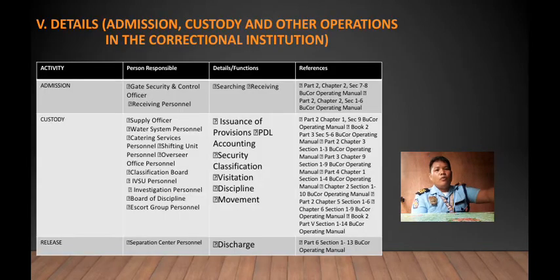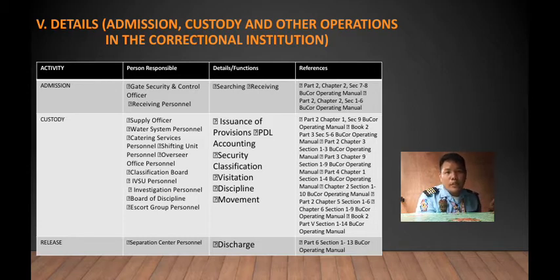Next, we have here some details: admission, custody, and other operations in the correctional institution. First, we have the activity, admission, having persons responsible like gate security and control officer and receiving personnel, but in details and functions, having searching and receiving. So it has a lot of references that show the testimony about this admission.